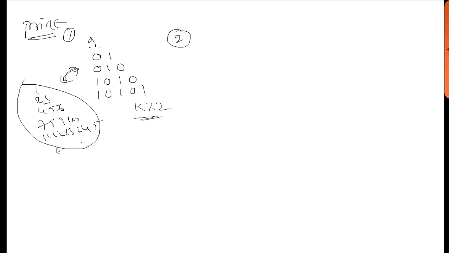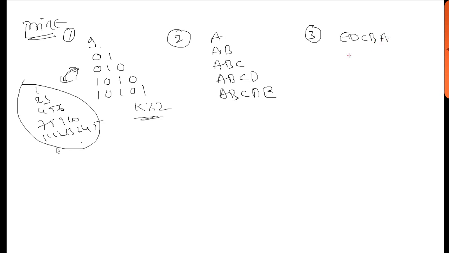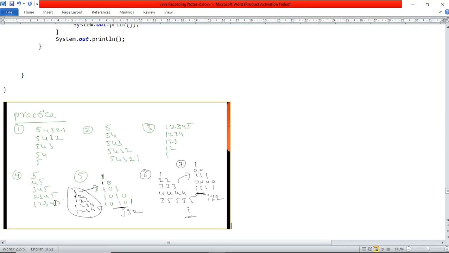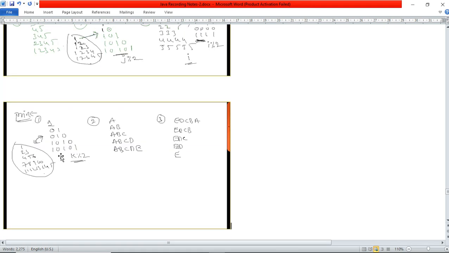Second problem. Alphabets also you can print: A, AB, ABC, ABCD, ABCDE. Like this alphabets also you can write. In any way you can write EDCBA, EDCB. Alphabets also you have to practice, please. This is your assignment, you have to practice. So this is the second level of patterns we have finished. These are your practice problems. Fine, save it. We'll stop over here, please.